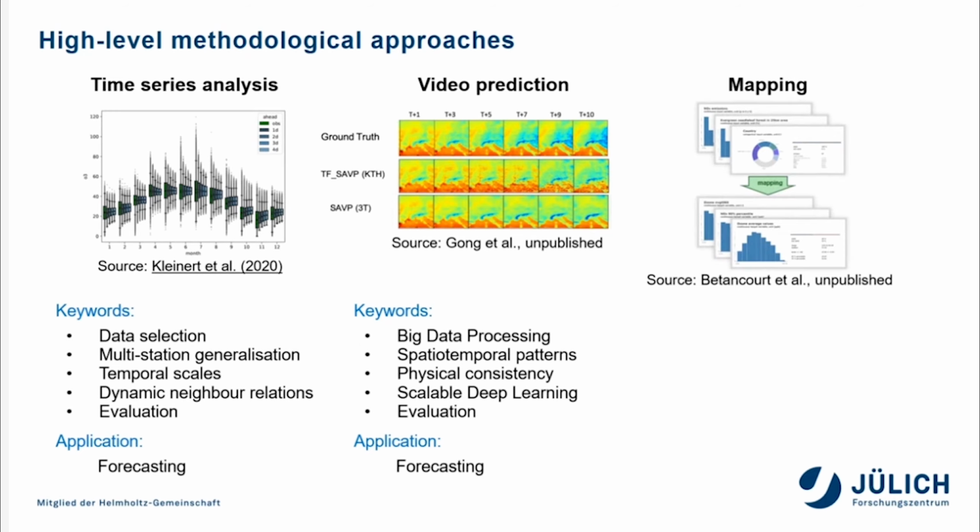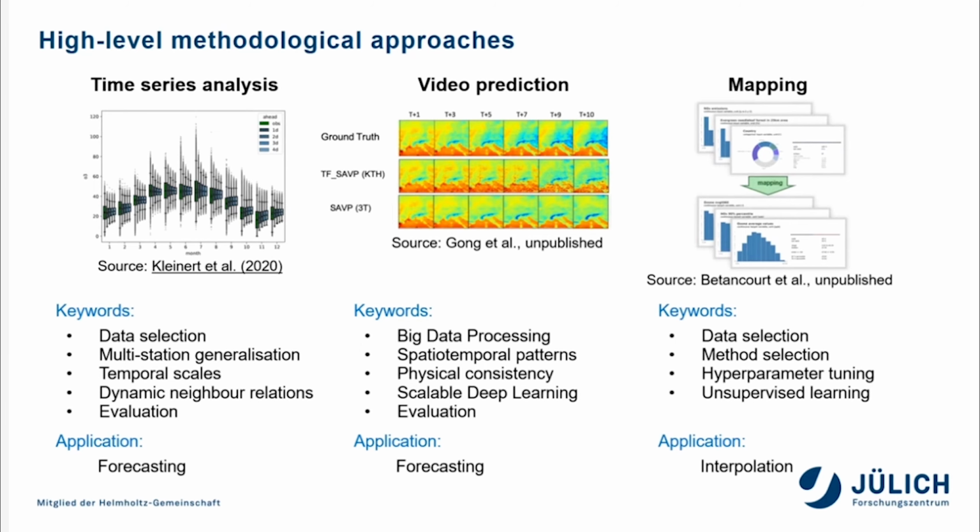And the third line of developments now is this mapping, where we basically try to exploit this data fusion approach more heavily to really generate from all kinds of data new information about the air pollutants and their statistical properties. So this is from Clara's paper draft. And here the keywords are data selection, method selection, hyperparameter tuning, and unsupervised learning. And the application here is primarily geared towards the interpolation of data, not so much the forecasting.